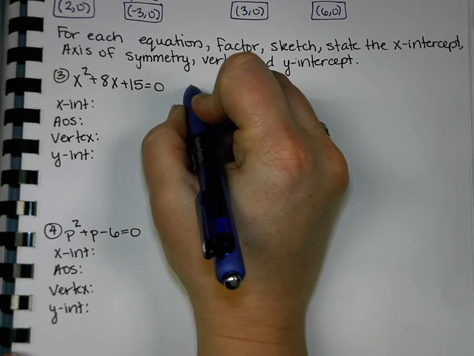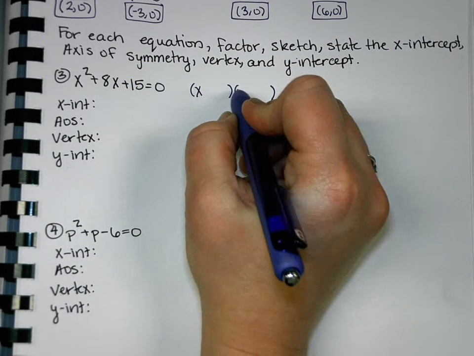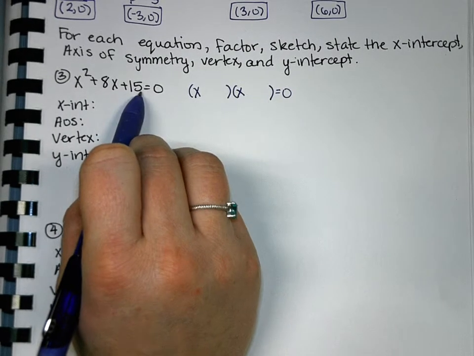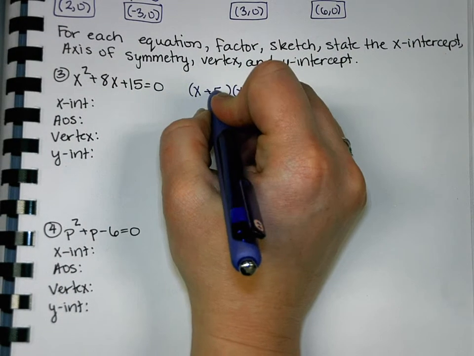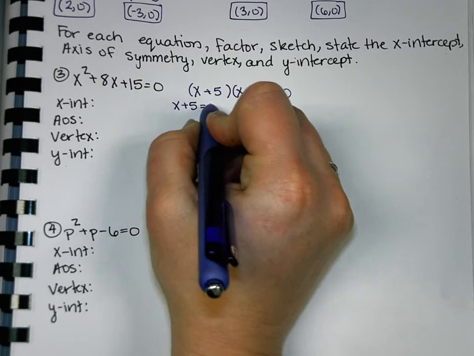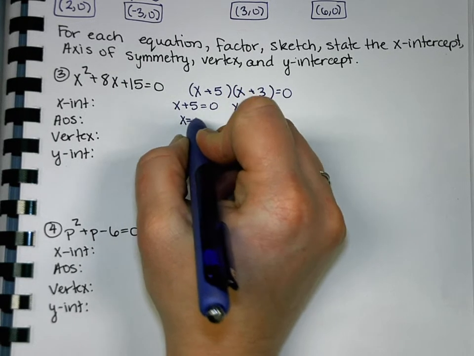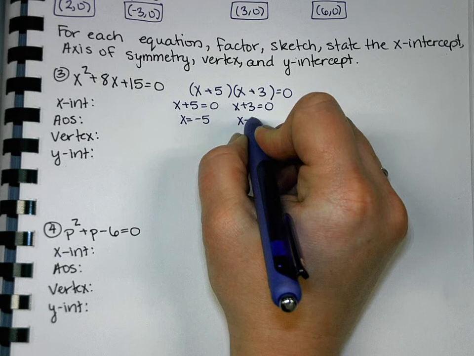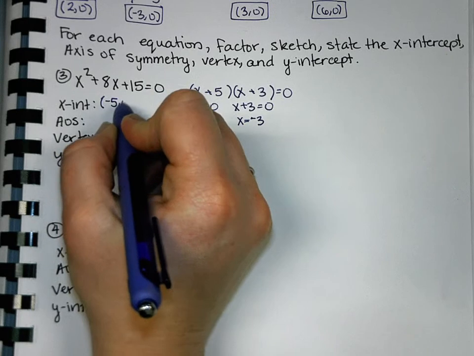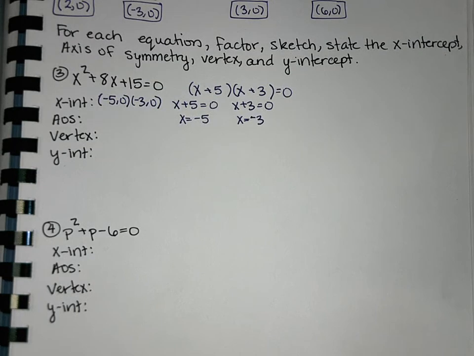Factor. Okay, so let's try and factor this. X squared will become x times x. 2 things that multiply to 15. Plus 5 plus 3. Set each factor equal to 0, and solve for x. So we have -5 and -3. So when we write them as ordered pairs, -5, 0, -3, 0. So that first step is the same thing we just did on 1 and 2.